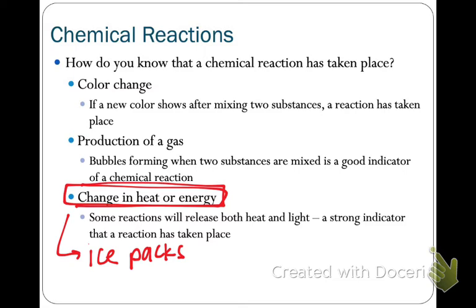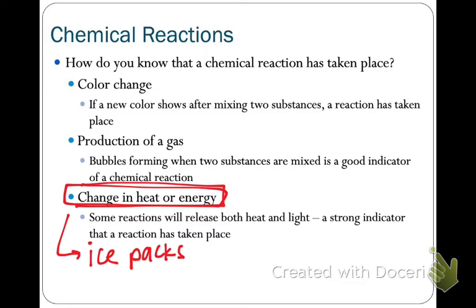Okay, have you seen ice packs that are portable? And to get the ice pack to turn cold, you have to kind of break this piece in the middle. You have to snap it. That's basically releasing a chemical so that a reaction can take place and get cold, right? It's going to absorb that heat, so it's becoming cold.